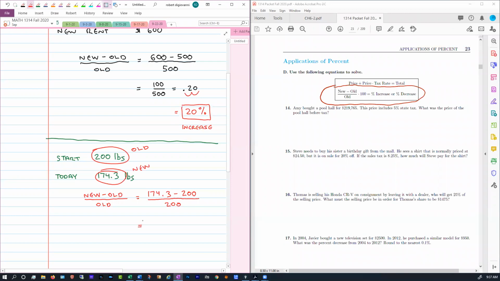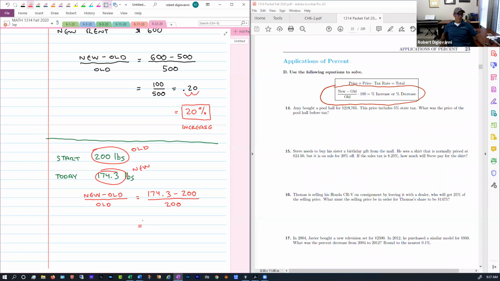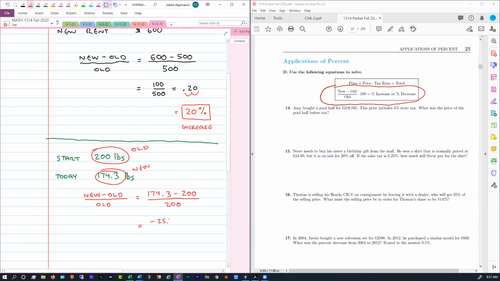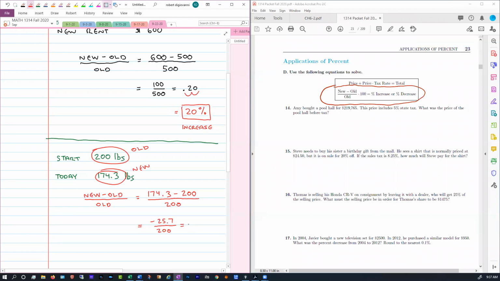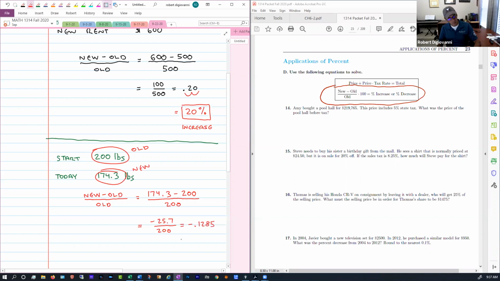Yep. Okay, so when you do 174.3 minus 200, you're going to get a negative number, aren't you? What is it, like negative 25.7 or something like that? Yeah, negative 25.7. Go ahead and divide that by 200 and tell me what decimal you get. Negative 0.1285. Let's convert that to a percentage.